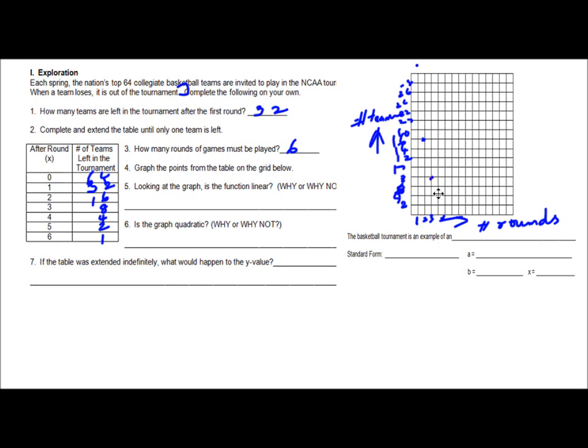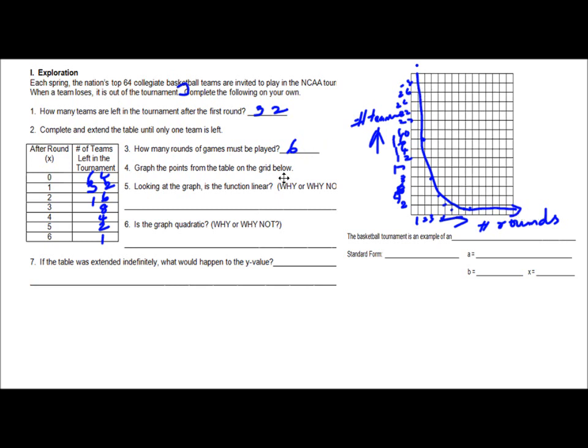And after the fourth round, you'll have 4 left. So here. After the fifth round, you'll have 2 left. And after that, you'll have just 1, 1 all over. So looking at our graph, if I make a nice curve this way, it'll go here. Will it ever touch the x-axis? No. So we'll talk about that also in a bit.